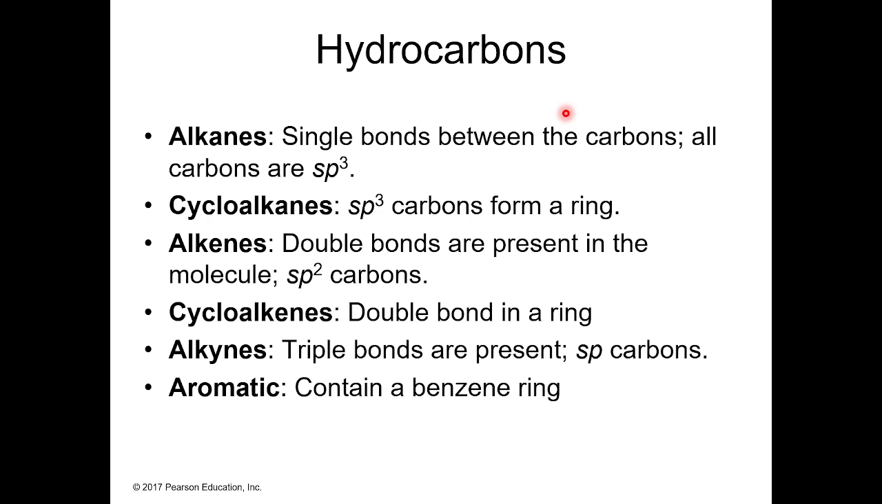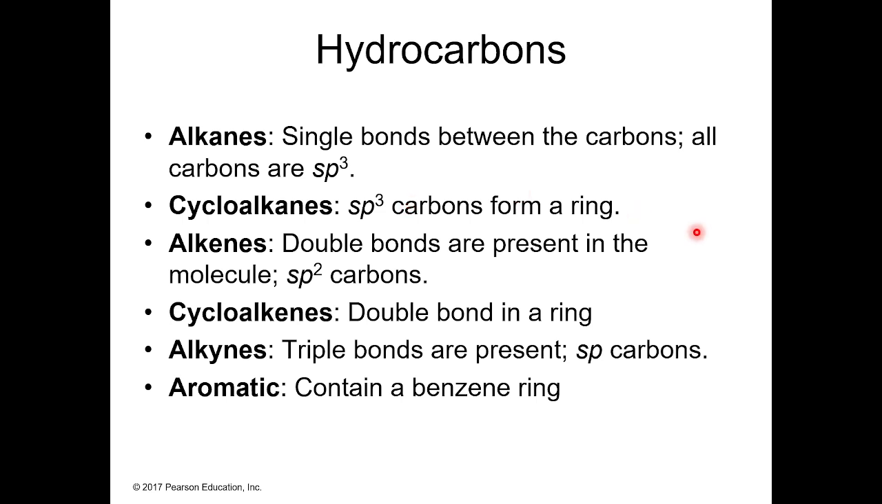So, hydrocarbons. These are different types of hydrocarbons. Hydrocarbons means carbons with hydrogen on them, right? And so alkanes. These are going to have single bonds between the carbons. All carbons are going to be sp3 hybridizations. That means they're tetrahedral, okay? That means alkanes make a zigzag pattern, don't they? If you look at the carbon-carbon backbone.